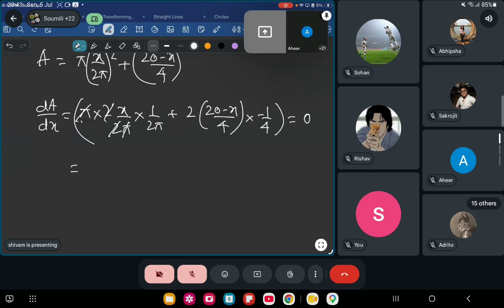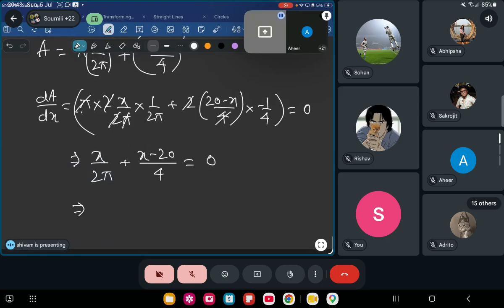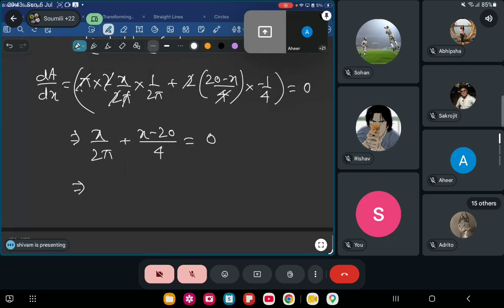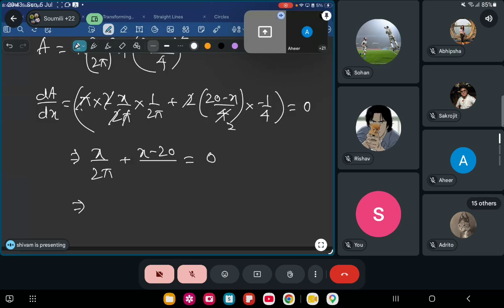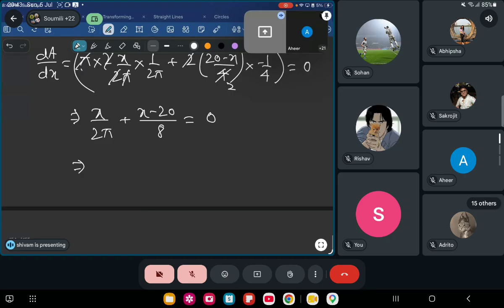Okay, this implies x by 2 pi, and over here 2 gets cancelled. What do we get? x by 2 pi plus (x minus 20) by 4. Right, tell me everyone. This will be equal to 0. So multiplying by what? By 8 pi on both sides, what do we get? 4x plus pi x minus 20 pi is equal to 0.